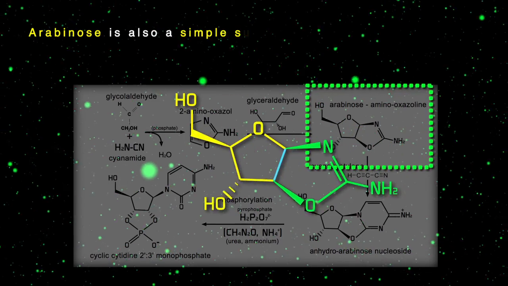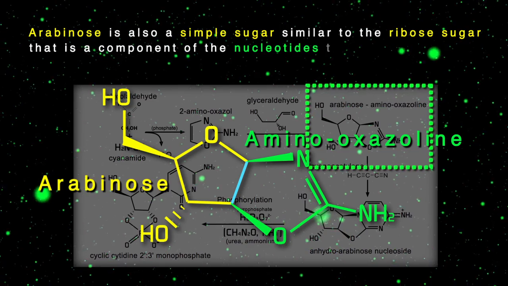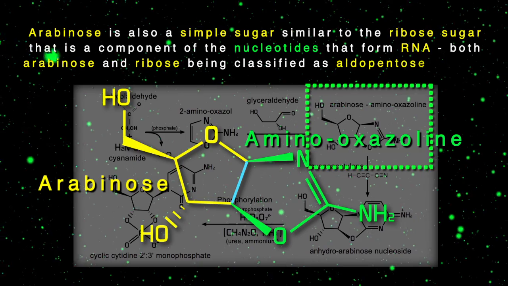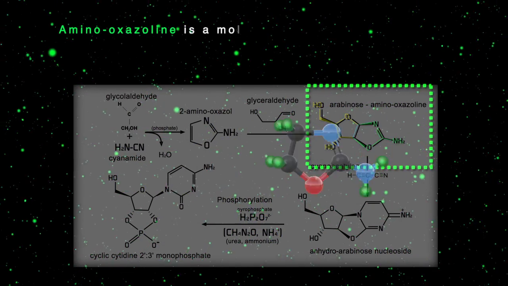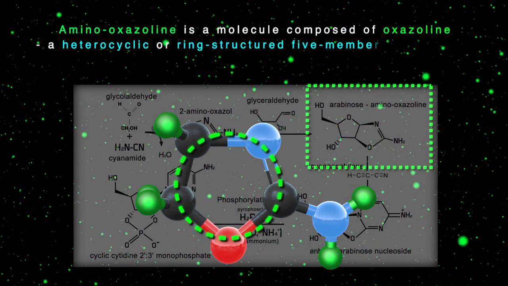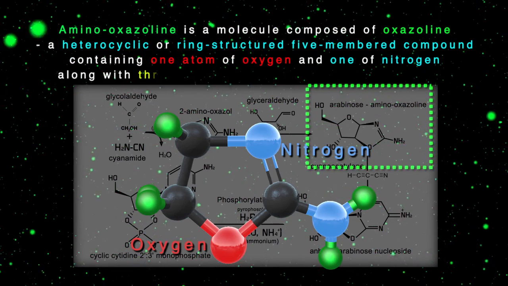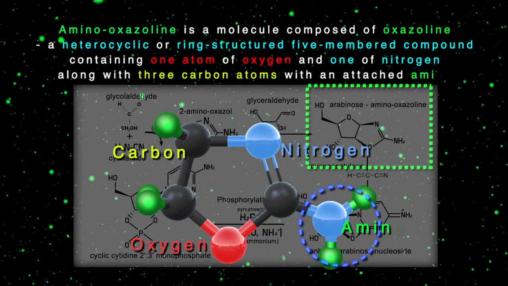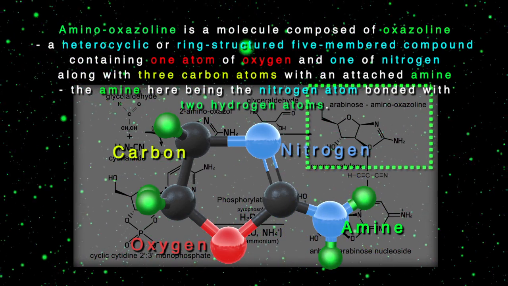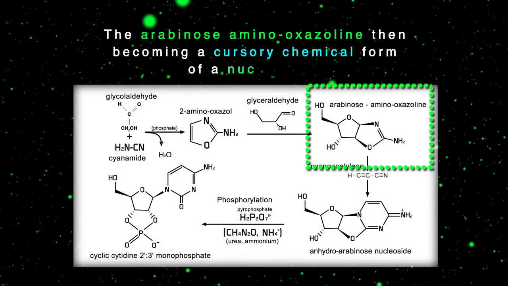Arabinose is also a simple sugar similar to the ribose sugar that is a component of the nucleotides that form RNA, both arabinose and ribose being classified as aldopentose sugars. Aminooxazoline is a molecule composed of oxazoline, a heterocyclic or ring-structured 5-membered compound containing 1 atom of oxygen and 1 of nitrogen, along with 3 carbon atoms with an attached amine, the amine here being the nitrogen atom bonded with 2 hydrogen atoms. The arabinose aminooxazoline then becomes a cursory chemical form of a nucleoside.